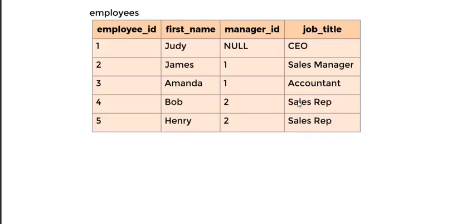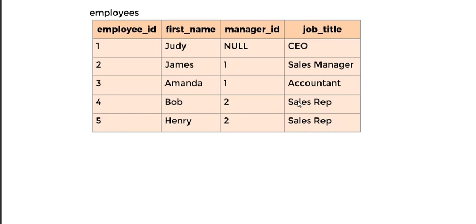Okay, let's get started. Here we have a table of employees. Each employee is uniquely identified by their respective employee ID. Notice that we have a column called manager ID, and this is actually the employee ID of each employee's manager. So we have a self-referencing relationship between employee ID and manager ID.